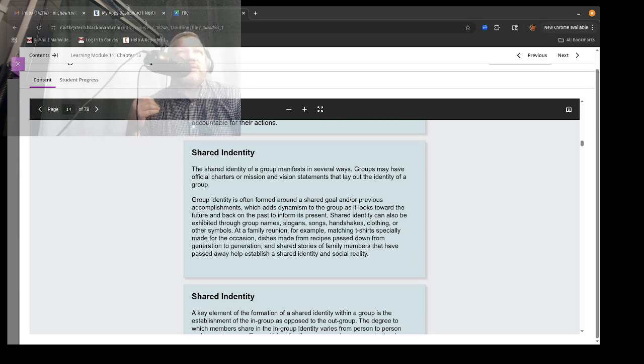When we think about shared identity, groups have a shared identity. Now, sometimes groups have a charter or a mission statement or vision statements that lay out that whole identity of a group, right? But also the identity is around that shared goal or accomplishment that they need to achieve, right?